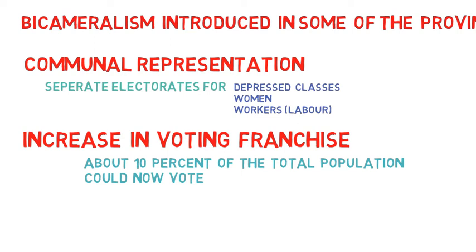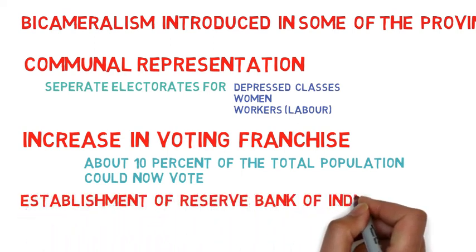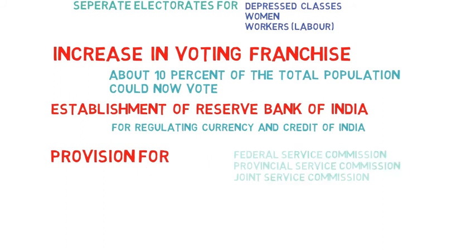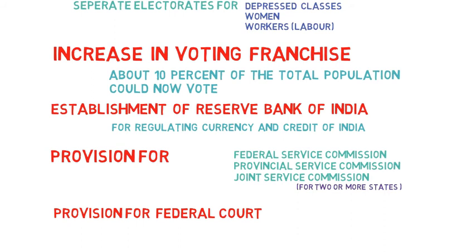The Act also provided for the establishment of the Reserve Bank of India to control the currency and credit of India. Provisions for a Federal Public Service Commission, Provincial Public Service Commission, and Joint Public Service Commission for 2 or more states were also introduced. Lastly, the Act provided for the establishment of a federal court, which was set up later in 1937.